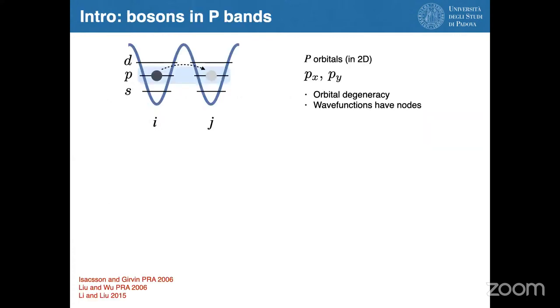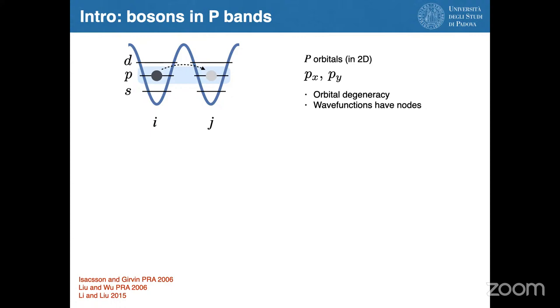So why is p-band physics interesting? Usually we are used to, let's say in optical lattices at least, loading atoms in the lowest orbital of the single site, the s orbital. But we can imagine actually promoting all the particles to the second orbital, the p, and prevent, or let's say assume that no occupation of the s occurs for sufficiently long time.